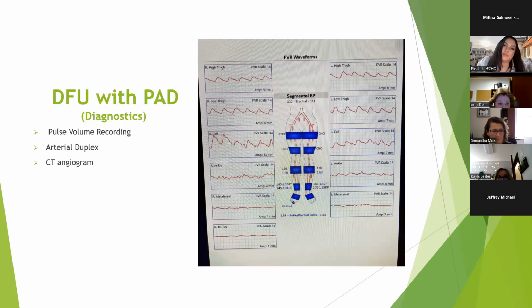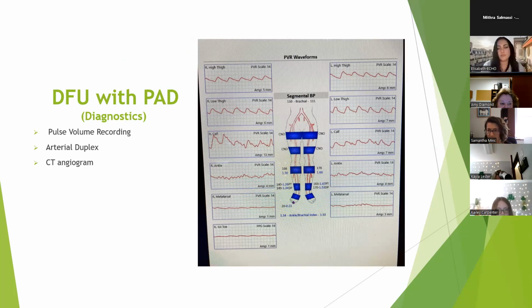So our diagnostics when dealing with PAD and a diabetic foot ulcer are our PVR, our arterial duplex, and then eventually a CT angiogram. These are some of the more advanced studies to help you determine: is there enough flow? Do they need revascularization? Do they need referral to vascular surgery?